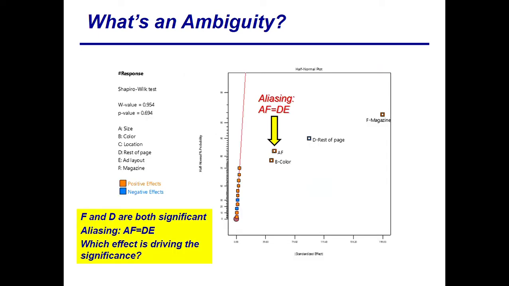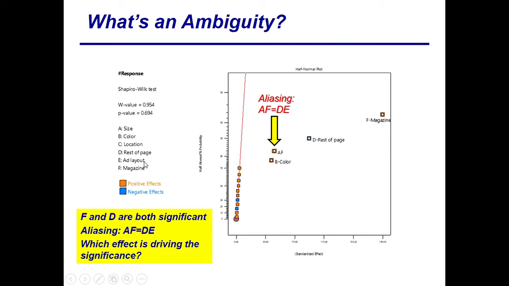So for example, this is the advertising problem from lesson 24. So we have the magazine that the ad runs in is very significant to how many people recall the ad. The content of the rest of the page, very significant. And then we get this guy down here with AF. So it says AF that it's an interaction between the size and the magazine. But we right click on it, turns out it's aliased with AD, or sorry, with DE. So it's actually, it could be the interaction between the rest of the page and the layout of the ad.